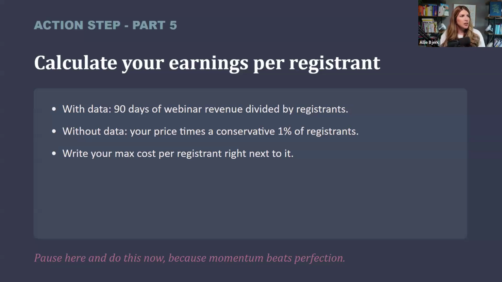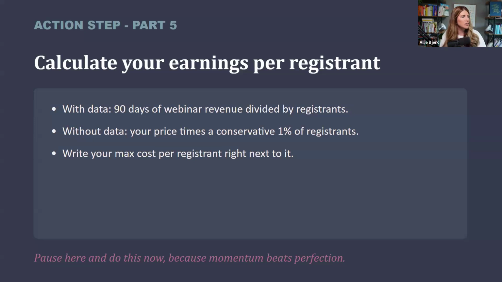So when you calculate your earnings per registrant, the way you're going to do this is look at 90 days of how much you've made from your webinar. You're going to look at how many people have registered. So you're going to look at how much you made divided by the amount of people that signed up for your webinar. And that's how you're going to find some of this data.